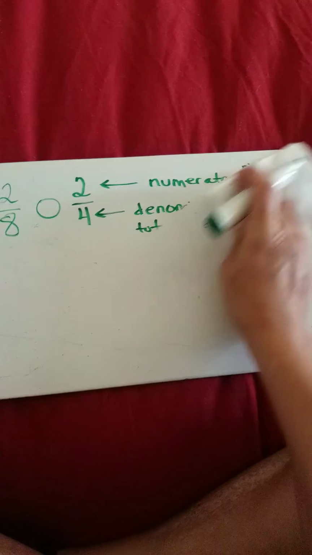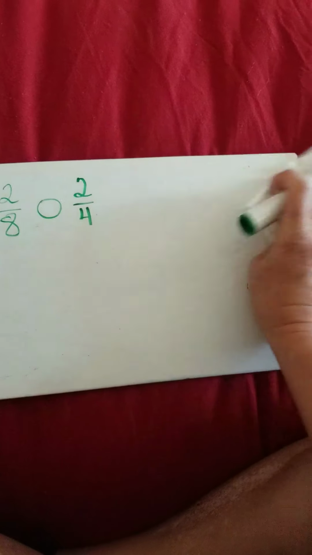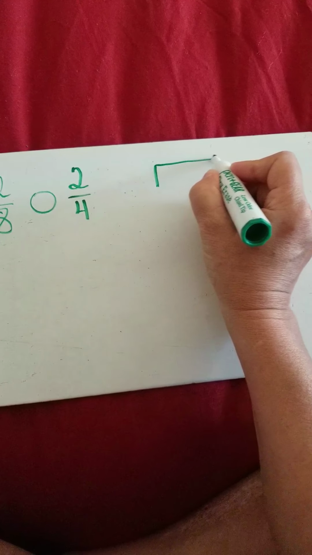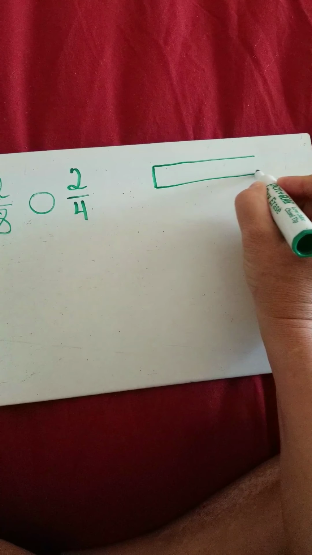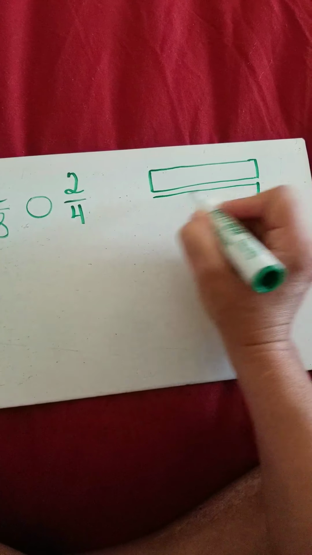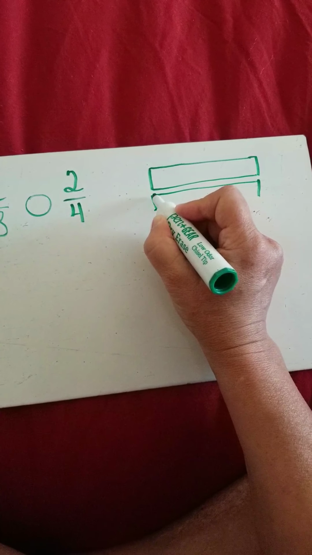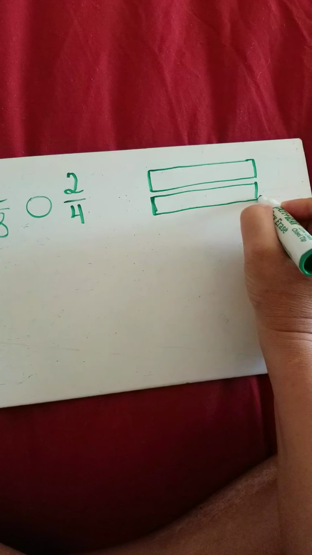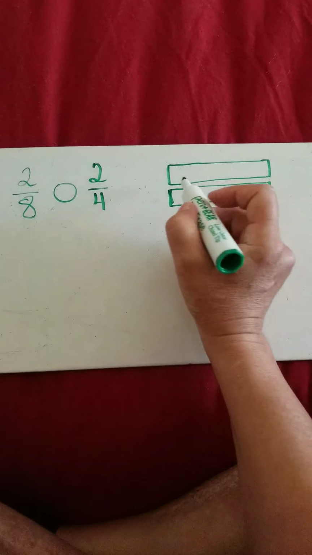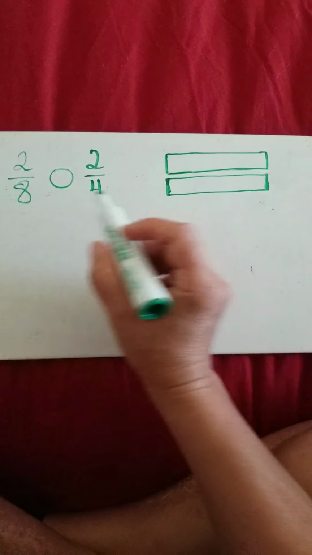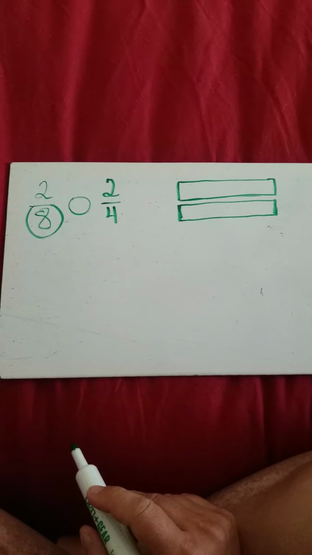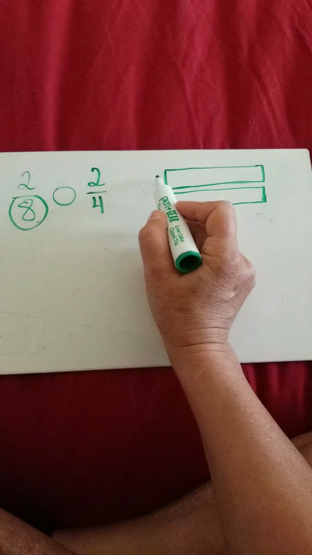So let's compare these two fractions. And we're going to do it by drawing rectangles. And when we compare, we have to draw the same exact rectangle on top, next to each other so you can see. So you want to draw two exact rectangles that kind of look alike. And remember, the bottom number, the denominator, tells us how many total pieces we have. So this is going to be this one.